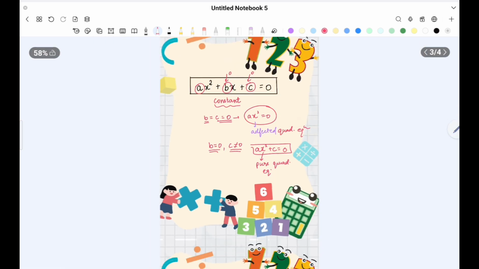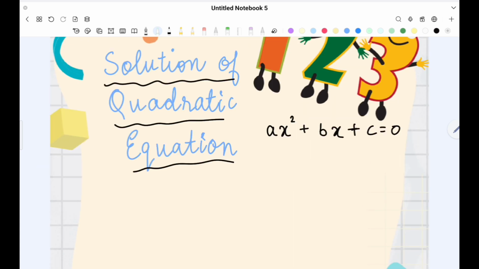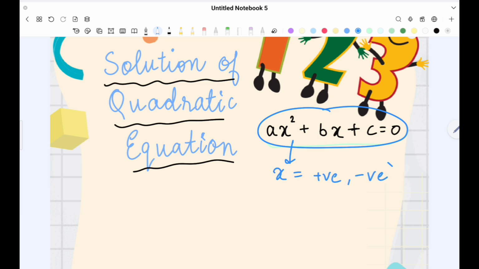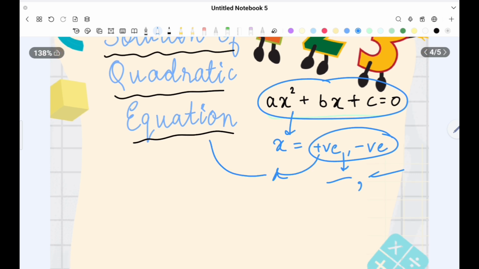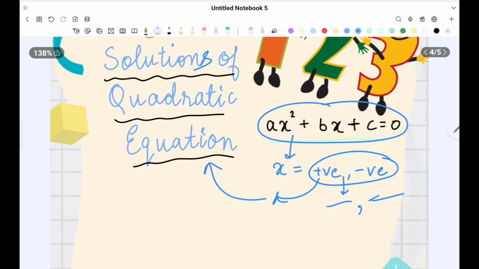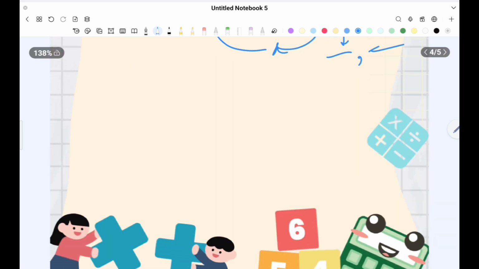I hope you all are clear with this. Now, let's move on to next topic. From this equation, we get two answers or values of x. One is positive and one is negative, or any other two values, okay? And these values are called solutions of quadratic equation. Clear? Now, let us understand how to find out solutions of a quadratic equation by some methods.